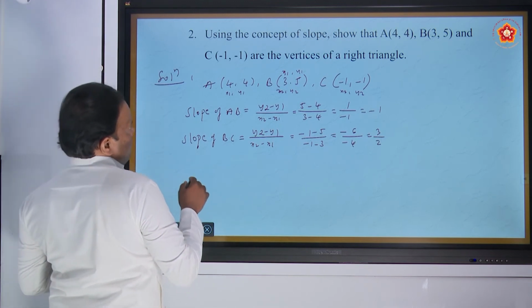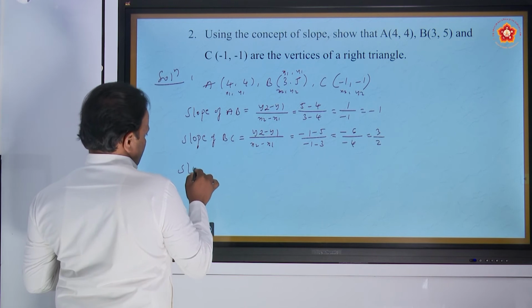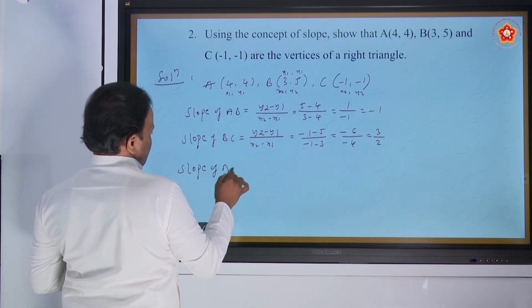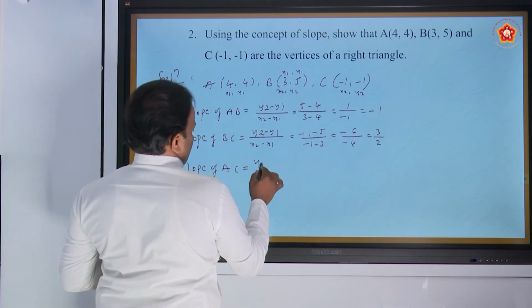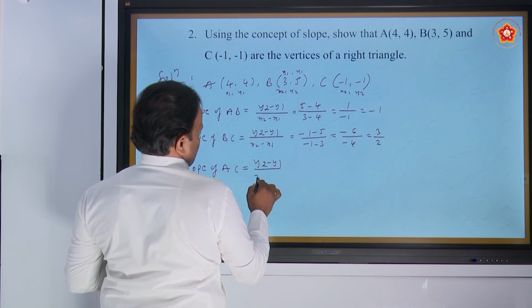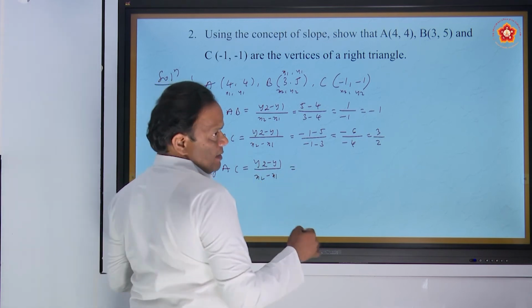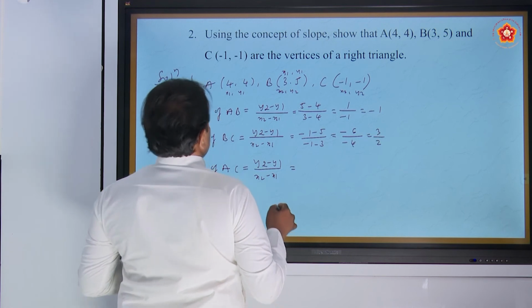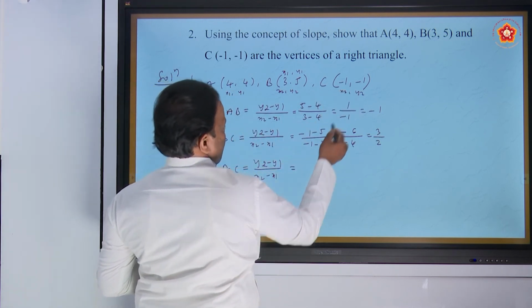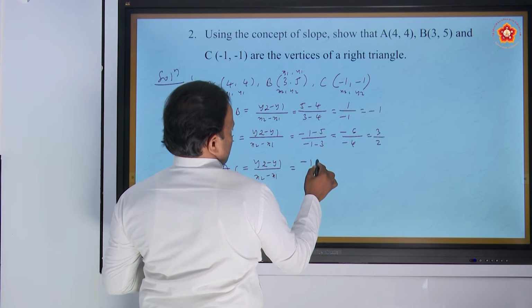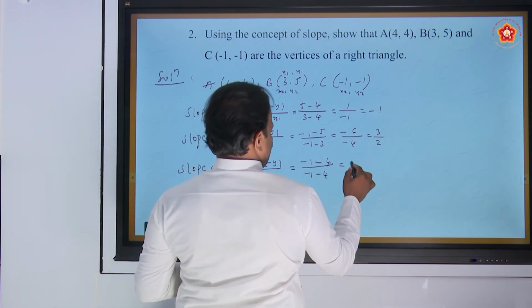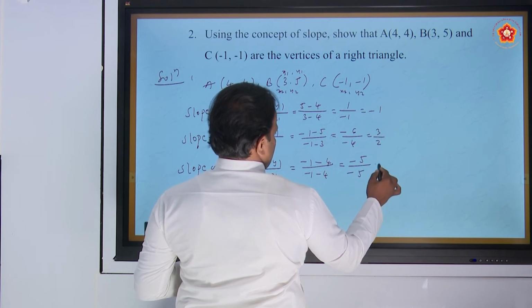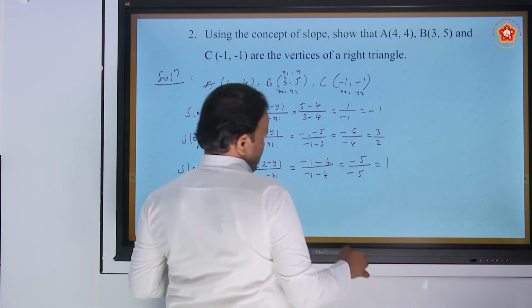Okay. What about the slope of AC? Slope of AC is equal to, once again use the formula y2 minus y1 divided by x2 minus x1. A or C, no problem. A is x1 and C is x2 here. Directly substitute the values. What is y2 here? Minus 1, minus y1, which is 4, divided by x2 minus x1: minus 1 minus 4. Minus 1 minus 4 is minus 5, divided by minus 5 minus 4.